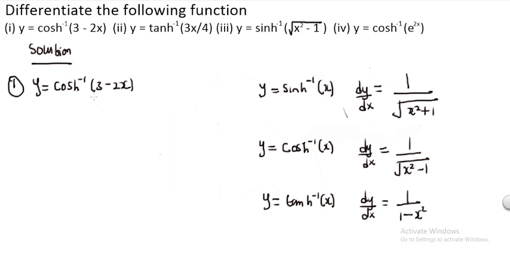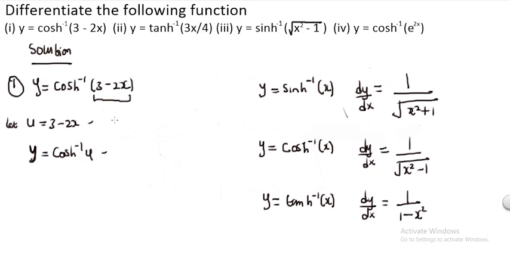What this will mean for us is that we have to replace this with a single letter other than x, because we already have x here to help us simplify. So if we're replacing this with a single letter, we can just say let u is equal to 3 minus 2x. So that y will be equal to cosh inverse of u. Now what we'll do is take the derivative of both this and this.